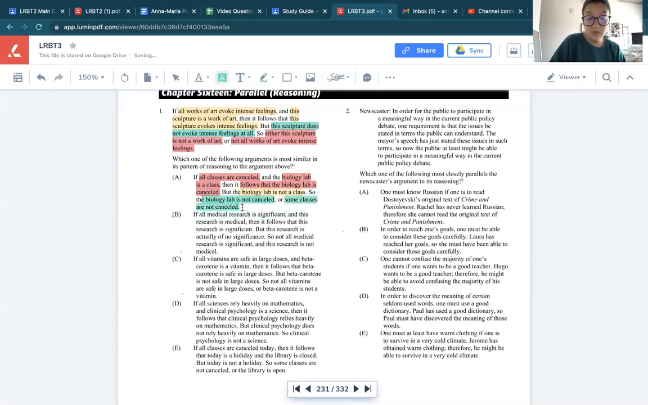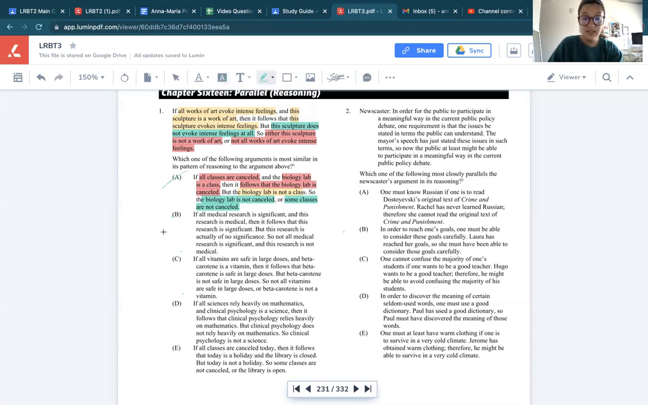And I'm doing this in different colors, I'm sorry, but let's think, is this the same structure? So this A is incorrect because it says, but the biology lab is not a class. And this part is incorrect because in the stimulus, it says that this sculpture evokes intense feelings, but the sculpture does not actually evoke intense feelings. If A said the biology lab is not canceled, then it would be correct. But since it's saying the biology lab is not a class, that doesn't follow the same structure as the stimulus. So A is incorrect. Let's go to B.